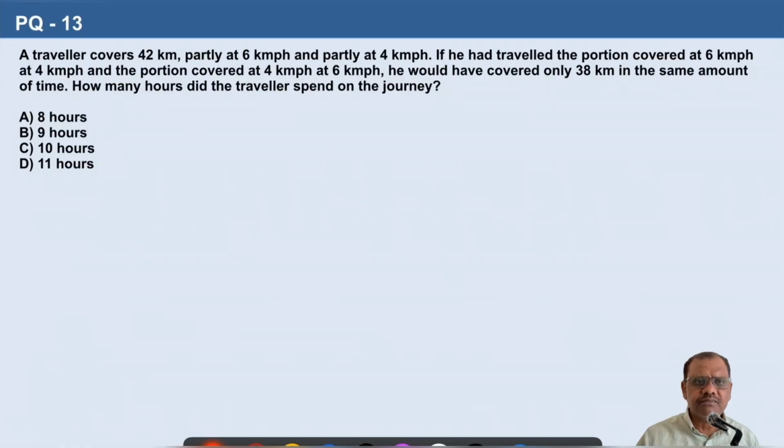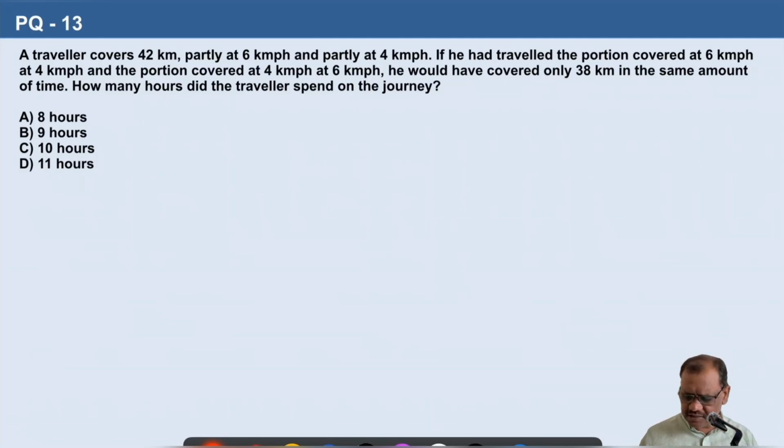Question number 13. A traveler covers 42 kilometers, partly at 6 kilometers per hour and partly at 4 kilometers per hour. If he had traveled the portion covered at 6 kilometers per hour at 4 kilometers per hour, and the portion covered at 4 kilometers per hour at 6 kilometers per hour, he would have covered only 38 kilometers in the same amount of time. How many hours did the traveler spend on the journey? So here he is interchanging the speeds. Then the distance covered is reduced.